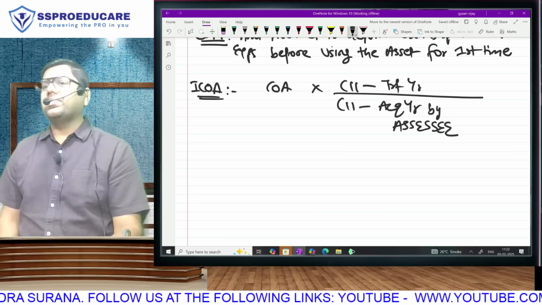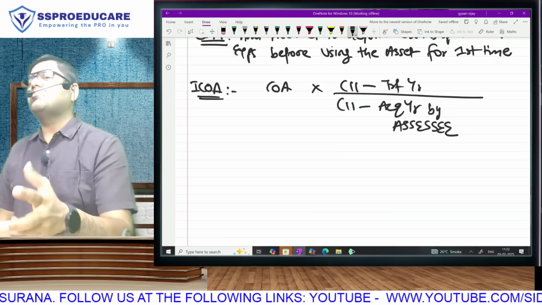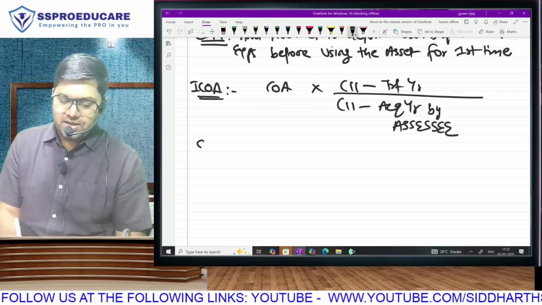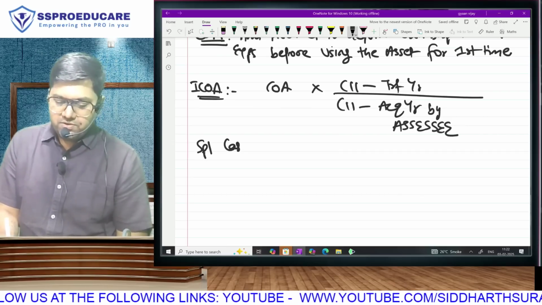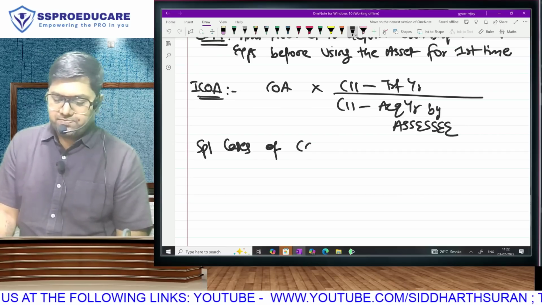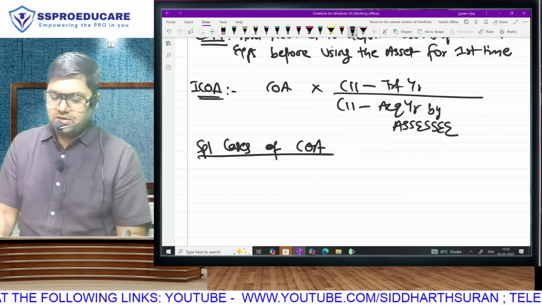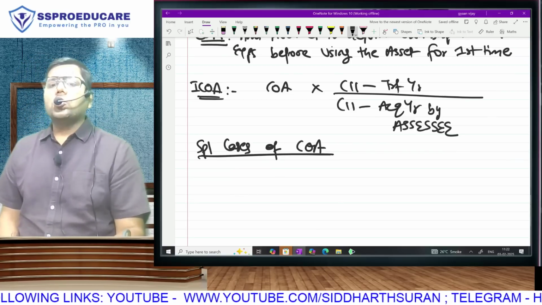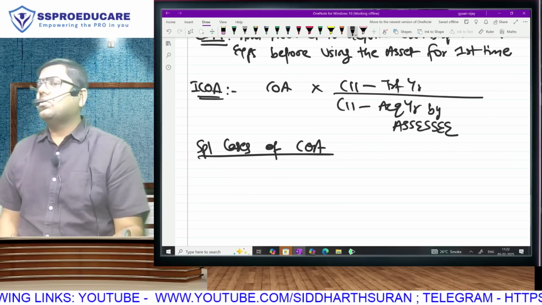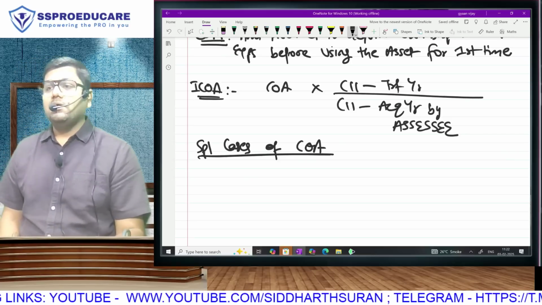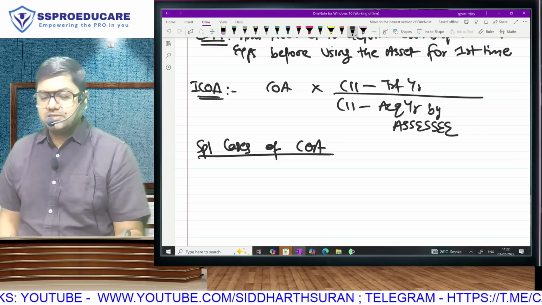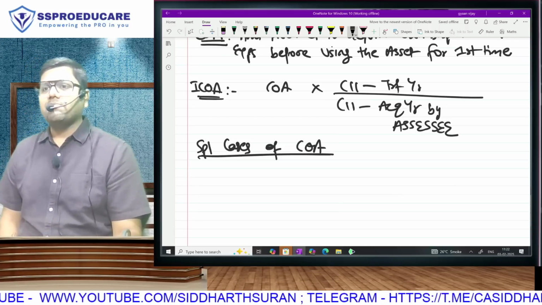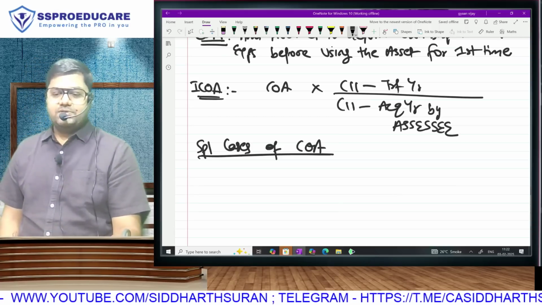But we realize one thing, that this is a normal question, and capital gain will never be a normal question. There will be abnormal adjustments. For example, you will be asked special cases of COA, situations where cost of acquisition will not be easily, readily available. Just like GST, you have to put some effort. Here also you will have to put some effort and determine your cost of acquisition.